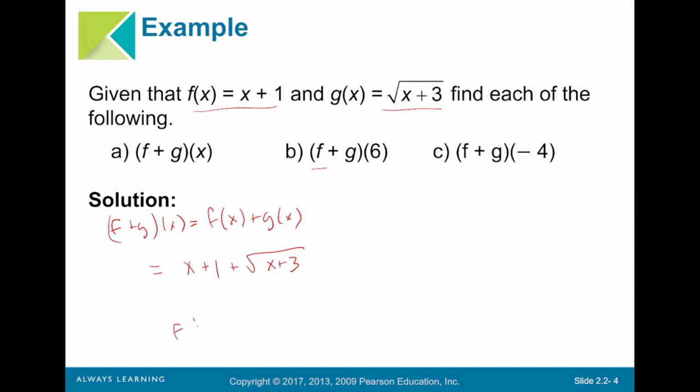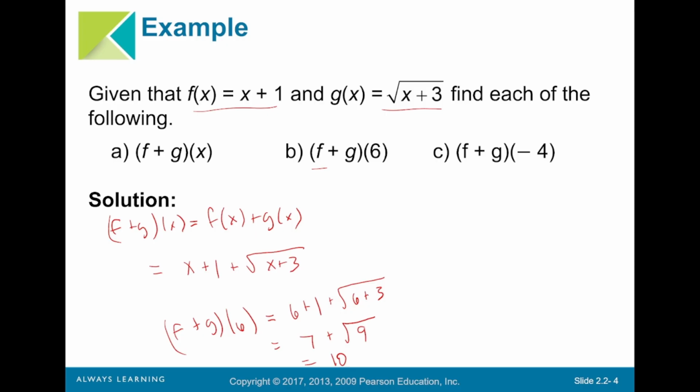So f plus g of 6 is 6 plus 1 plus the square root of 6 plus 3. Well, that's 7 plus the square root of 9, which is 3, so 10. So we evaluate the function at a given x value the same way as we did before.